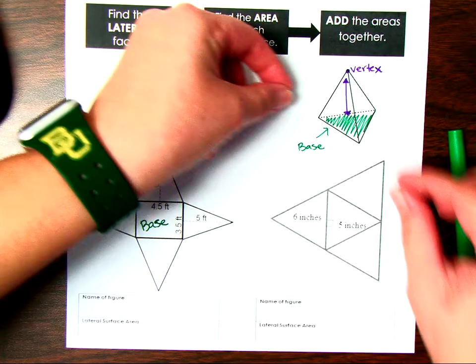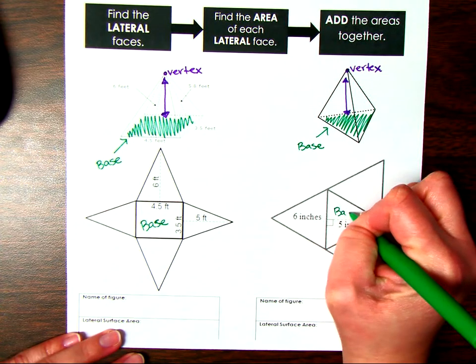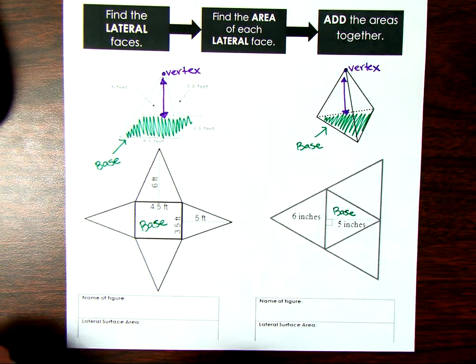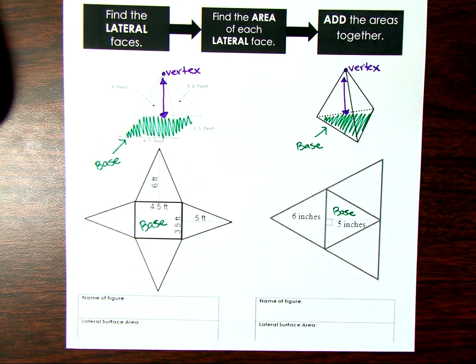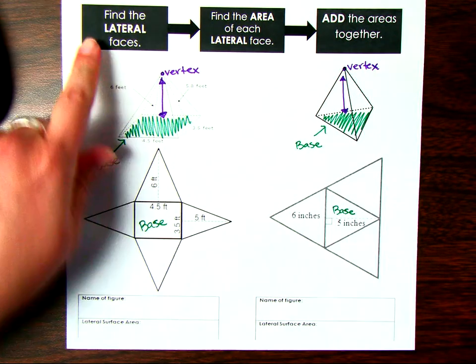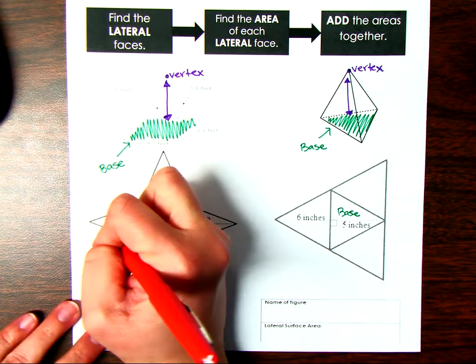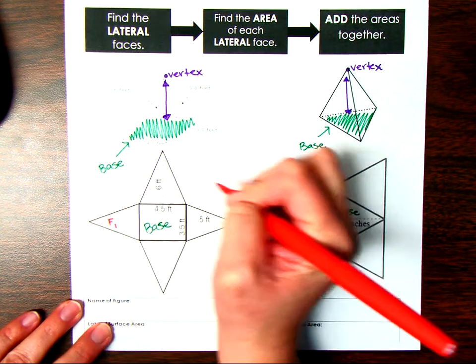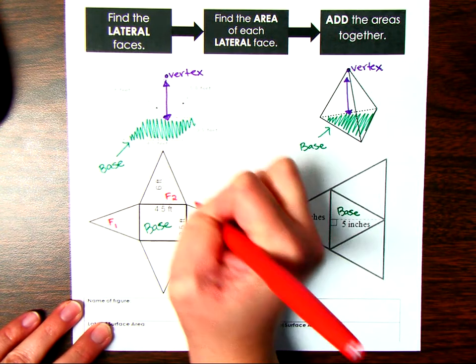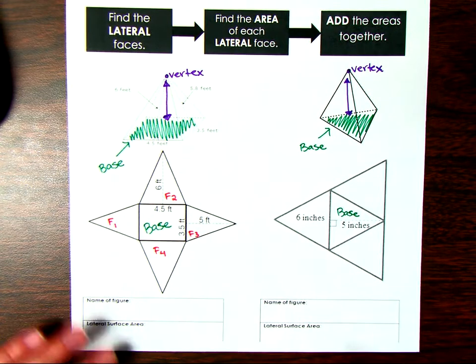This one's unfolded, so this was the base right here, what I shaded in green, and then we can see that we have these lateral faces. I'm going to label these with our faces. We're going to find those lateral faces, find the area of each one, and then add them up. I can call this face 1, this one face 2, face 3, and face 4, and I'm just abbreviating with F for face.